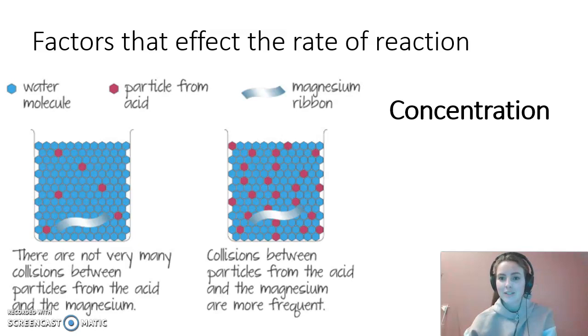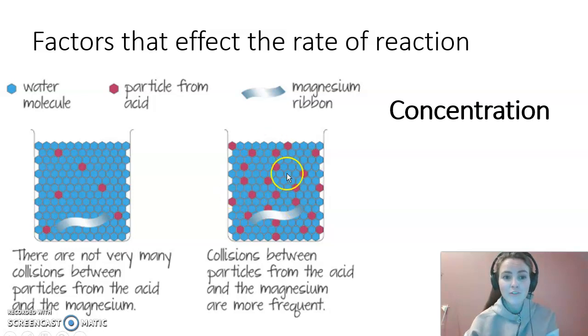The first one is concentration. We can look at this reaction between acid and magnesium. Acid and magnesium make hydrogen gas. If these two are in contact, a reaction will occur. So imagine we have water and just some particles of acid. We see that the probability of the acid reaching the magnesium isn't that high because the concentration is quite low. And we can compare that to a higher concentration.